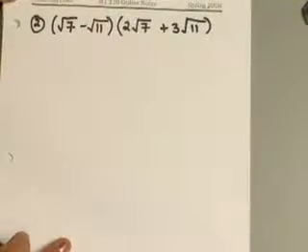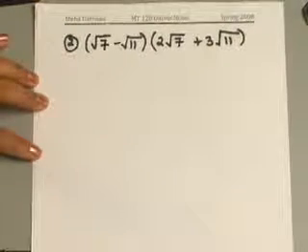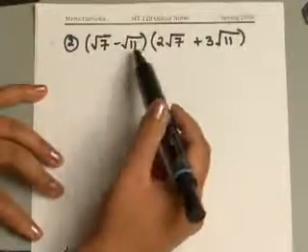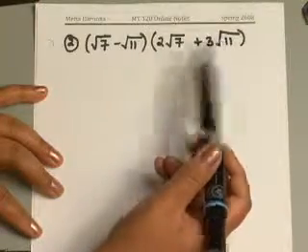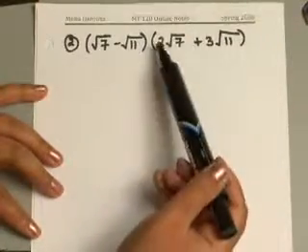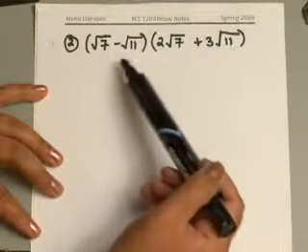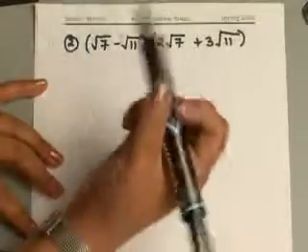Let's go ahead and take a look at a couple more examples here. Let's say we have something of this form: square root of 7 minus square root of 11, and we're multiplying this into the quantity 2 square root of 7 plus 3 square root of 11. Now here you can see that these two terms are different from the first two, so you cannot apply the difference of squares here. The only thing you can do is FOIL them.